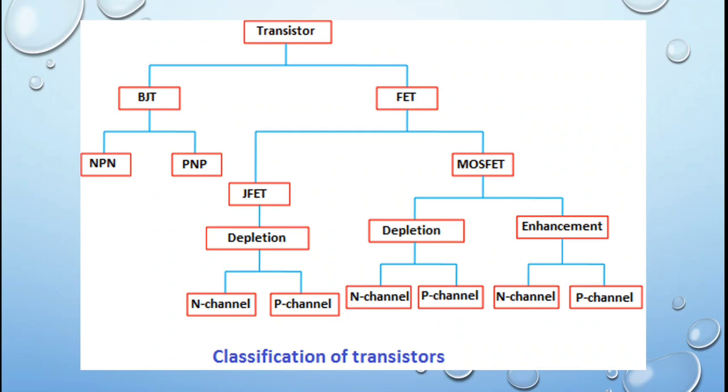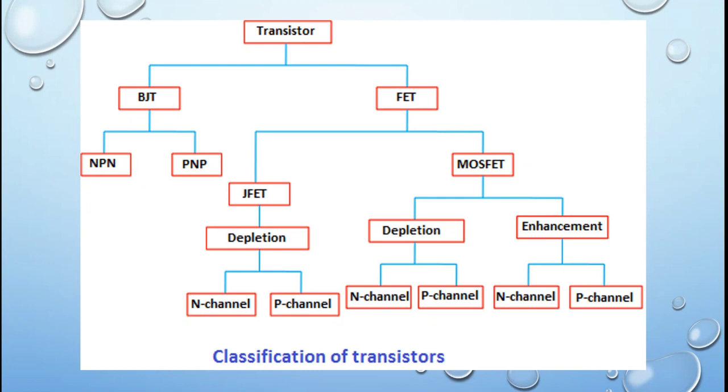JFET is further classified into two types. Here a depletion layer is formed, as in a PN junction. According to that, the JFET is classified into two types: N channel and P channel. N channel means the majority carriers are N type, and P channel means the majority carriers are P type. I'll show you the construction of JFET later.